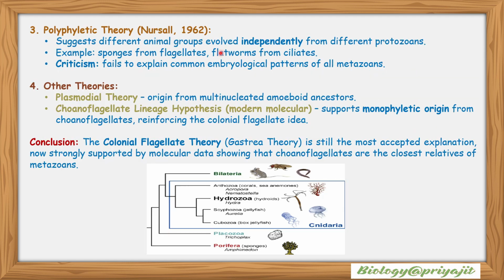Polyphyletic theory suggests different animal groups evolved independently from different protozoans. Examples include sponges from flagellates, flatworms from ciliates, etc. Criticism: this theory fails to explain common embryological patterns of all metazoans. Other theories are the plasmodial theory, which originated from multinucleated amoeboid ancestors, and the choanoflagellate lineage hypothesis, or modern molecular theory, which supports the monophyletic origin from choanoflagellates, reinforcing the colonial flagellate idea.